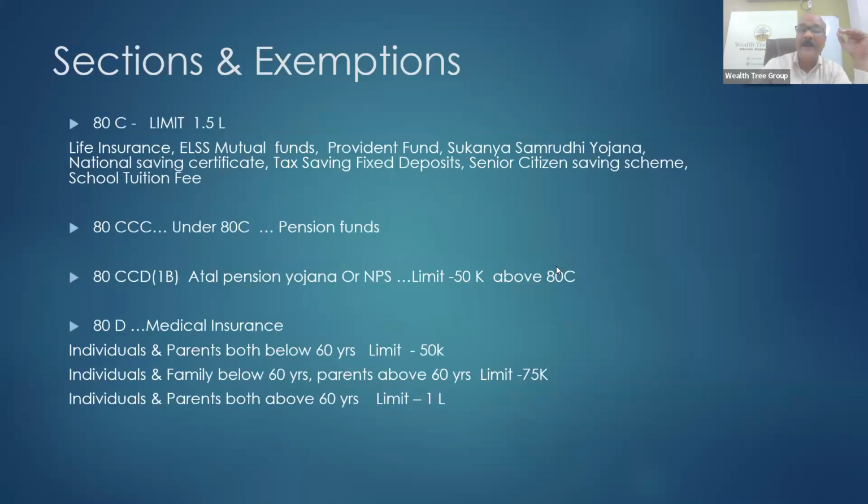I will once again repeat: 80C. These are all the products that come under it: life insurance, ELSS funds, provident fund, Sukanya Samriddhi, national savings certificates, tax saving fixed deposit, senior citizen schemes, school tuition fees, everything can be adjusted in this 80C. Pension funds also come into this. And 80CCD comes after this 80C. If you still want to save more, you have to take NPS, where up to 50,000 extra you can claim. And then medical insurance will come under 80D.